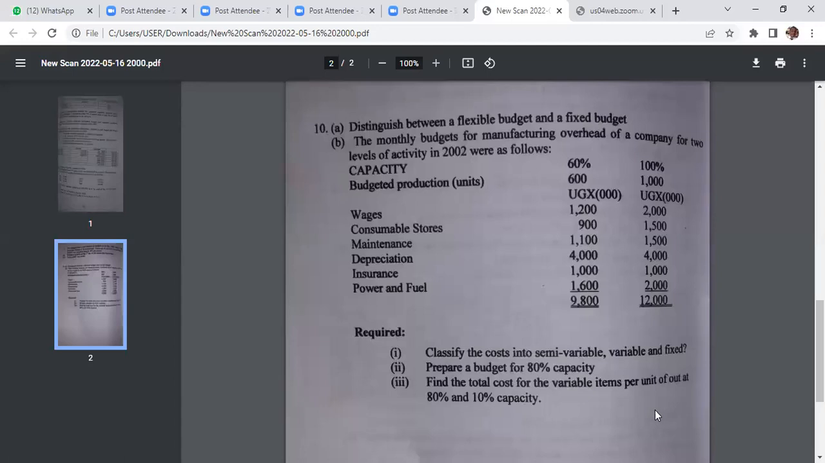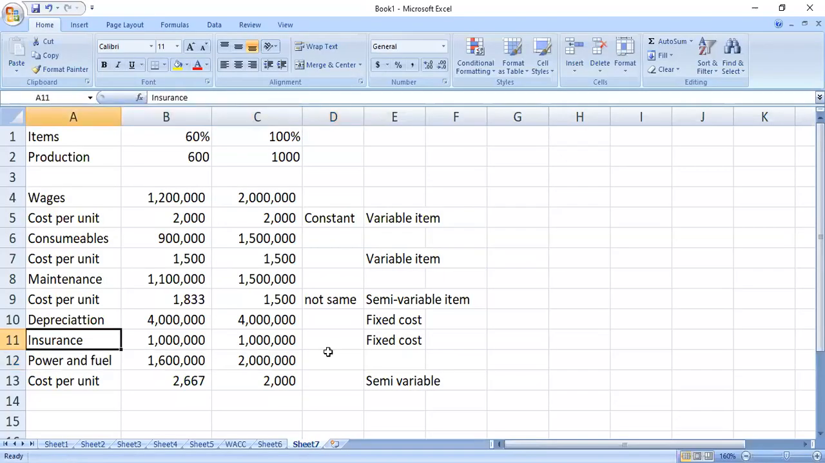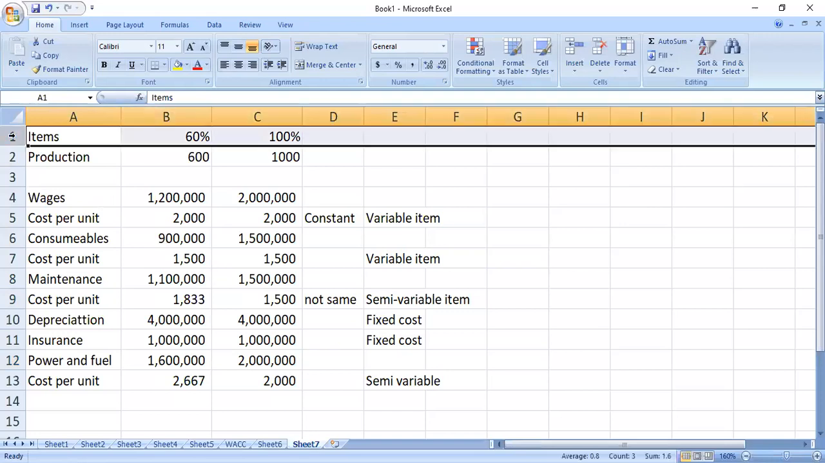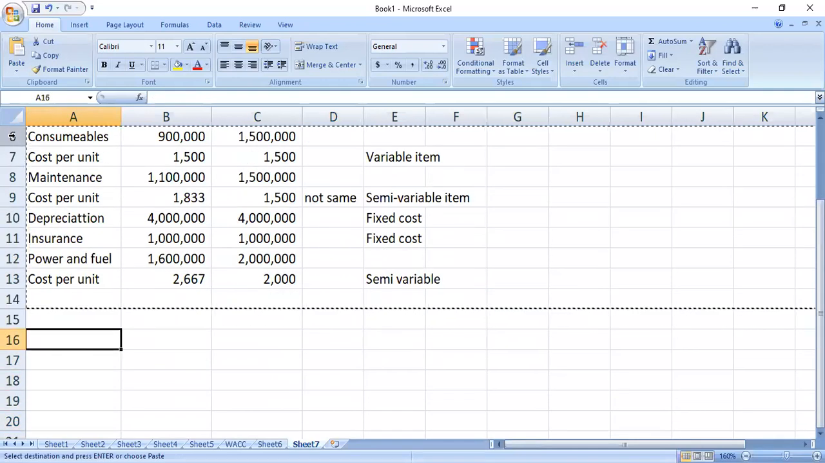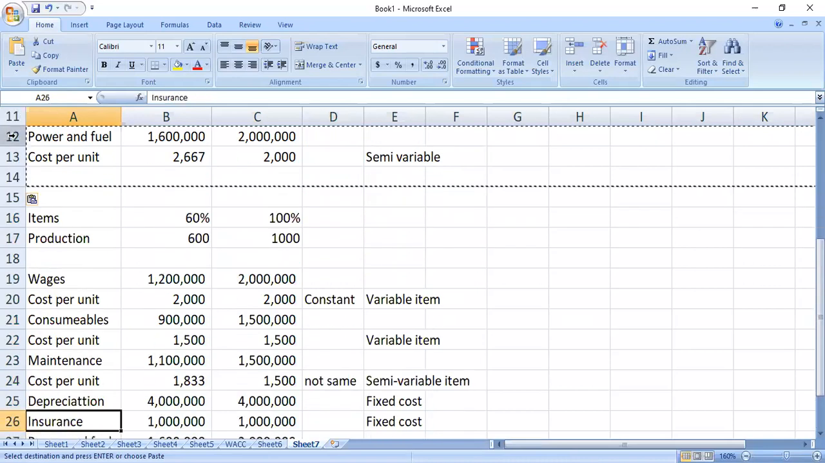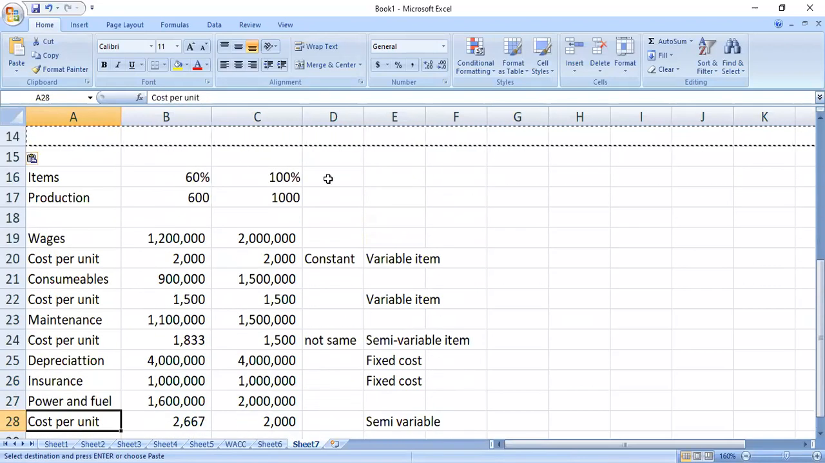Part B, they're saying prepare a budget for 80% capacity. Prepare a budget for 80% capacity. So here they're still asking you to flex. Okay. So let's see how we flex this now. I'll need this information, so let me just borrow it and edit it accordingly. Okay. So we need an 80%.